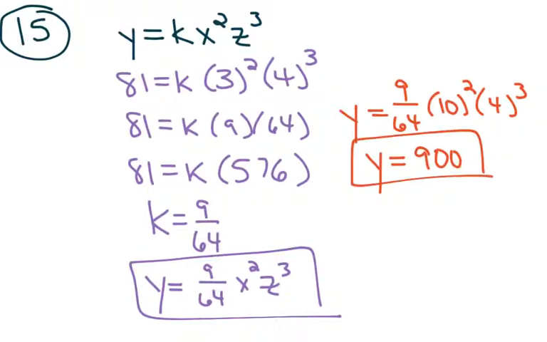So notice that there are really two answers to this problem. The first thing I had to do was find the equation by first solving for k. And then once I knew the equation, then I could solve for the missing value.